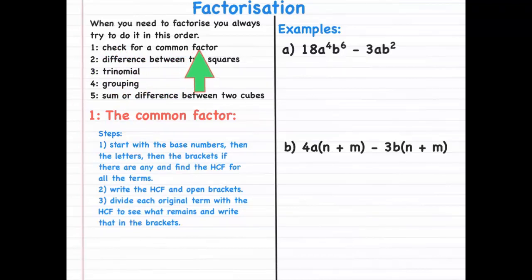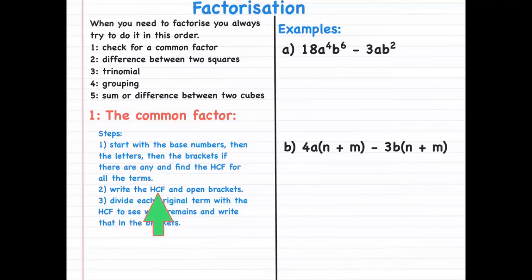So always when we get an example, I'm going to check for a common factor first. Now the common factor. Here are my steps. Start with the base numbers, then the letters, then the brackets if there are any, okay? And find the HCF for all the terms. Very important. So we want to separate our terms and we want to find the highest common factor that can fit into this term as well as that term. The same here, we separate our terms, we find the highest common factor for this term and for that one.